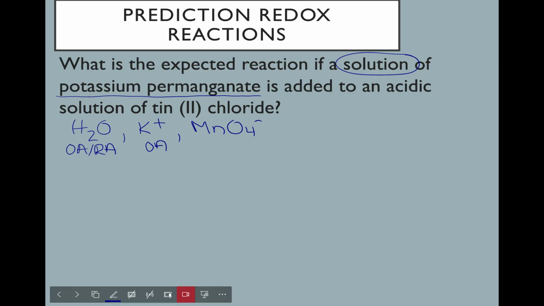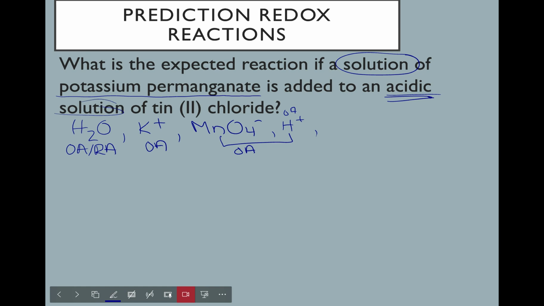Permanganate does not occur by itself, but it's good that it says acidic here, because anything that is acidic will have hydrogen present, the ion. So together, this is an OA. Hydrogen alone is an OA. And then we've already accounted for solution by saying water, so we don't have to do that again.